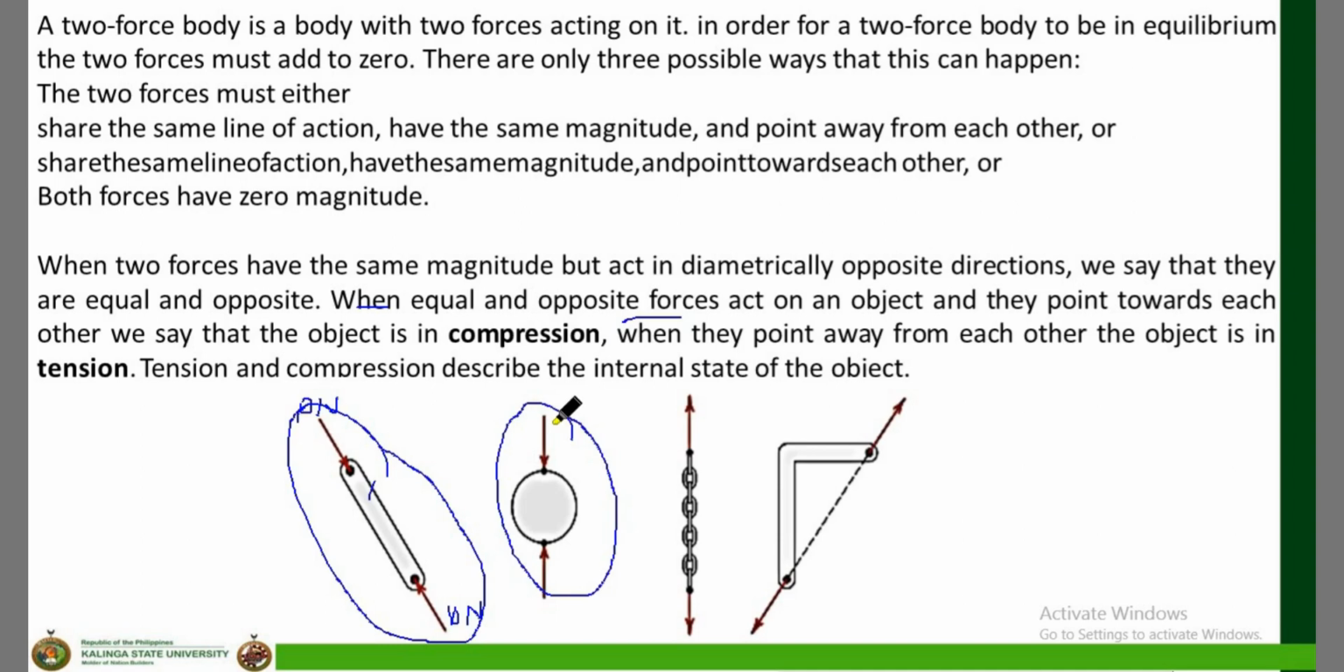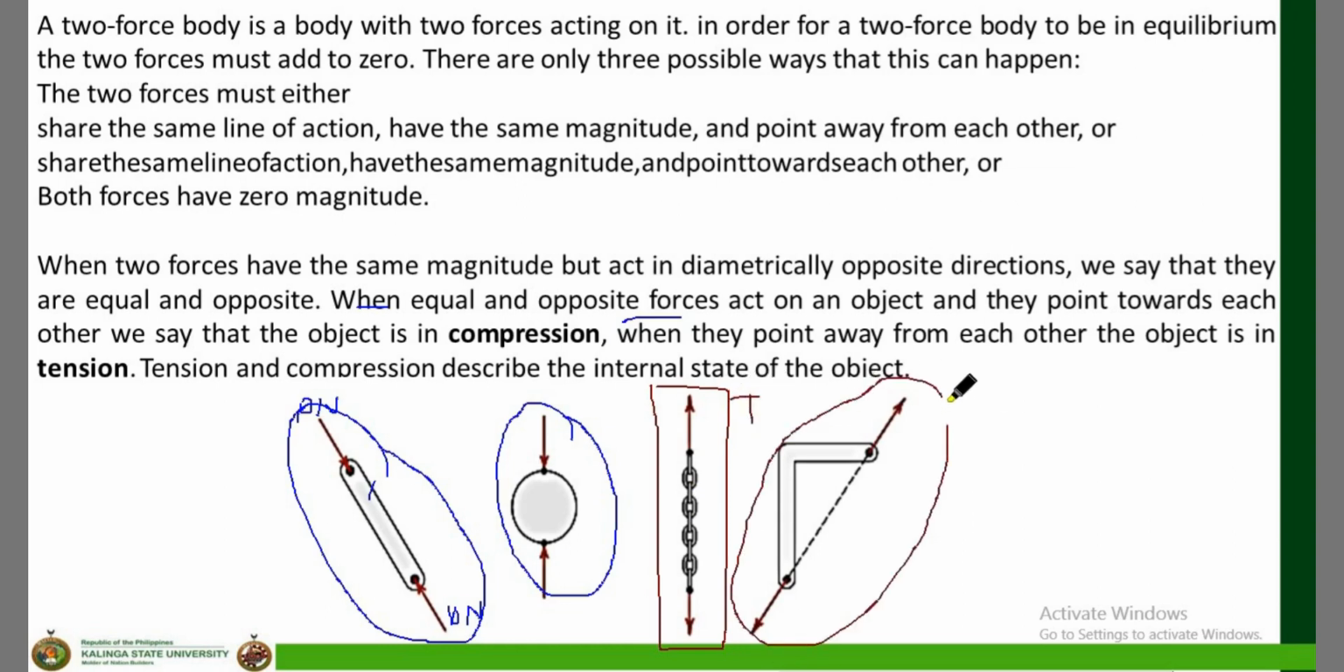Kapag naman yung arrow, it points away from each other, as you can see in this diagram. Itong diagrams na to, yung arrows, kung mapapansin niyo, they are pointing away from each other. So this is under tension. Same with this diagram, they are under tension. Pero if the arrow is pointing towards each other, they are under compression. See the difference between tension and compression.